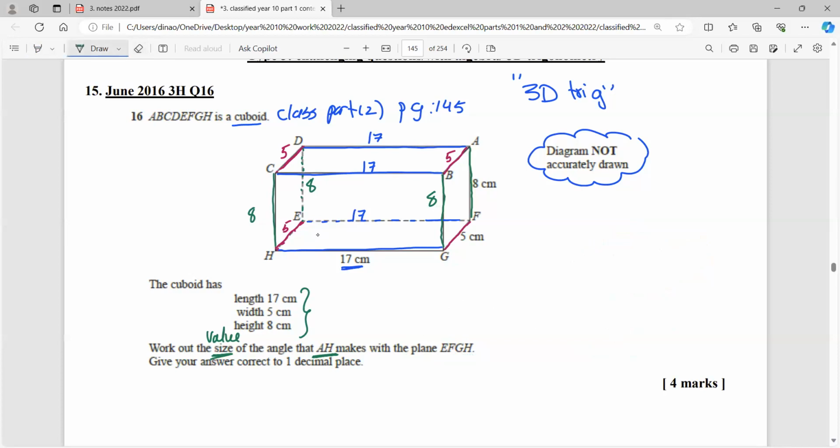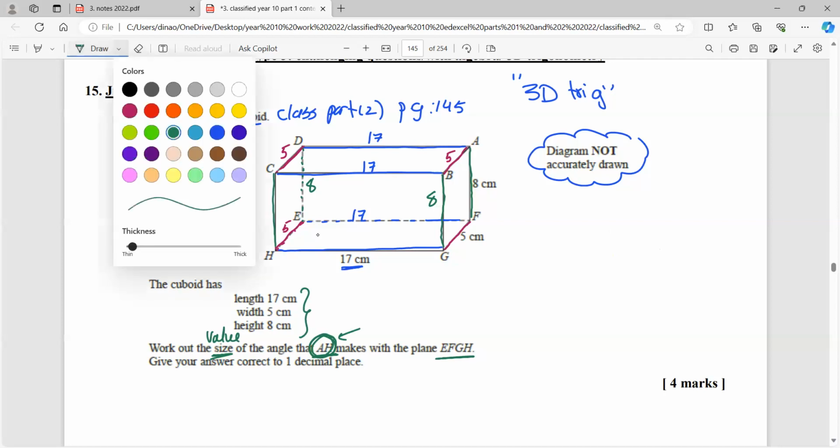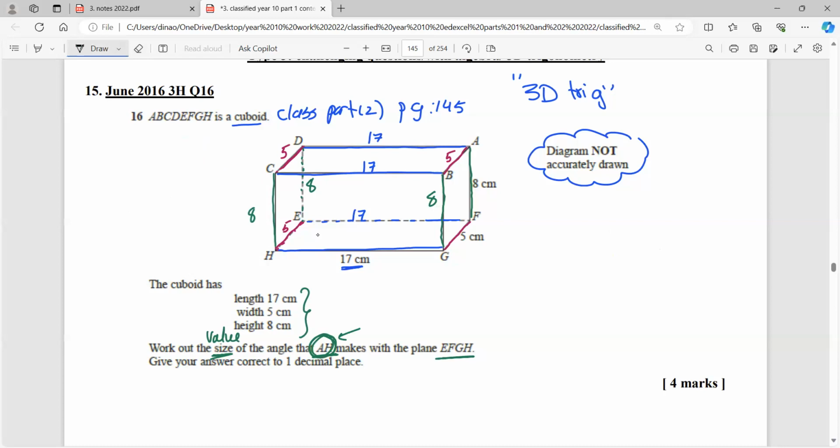So here it says, sorry, work out the value of the angle that AH makes with the plane. First, let's see where AH is, which the examiner is talking about. Where are these two letters on my diagram? Let's identify them. This is the H and this is the A. So the first construction that you have to do over here is a line connecting these two letters. And this line, I would call it the flying diagonal.